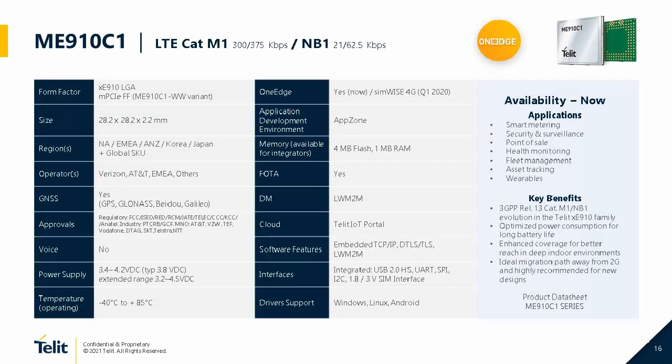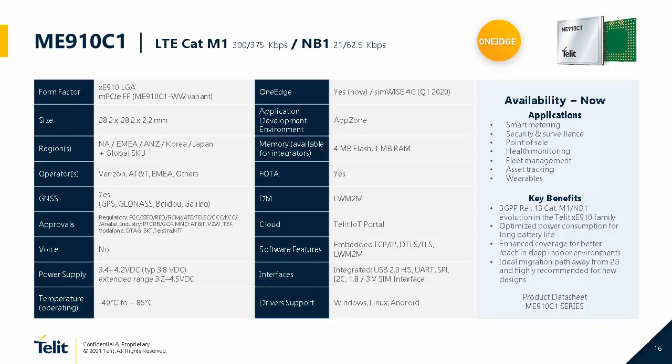The first module I'll be reviewing is our cellular module, the ME910C1. It's an LTE Cat 1 with an uplink of up to 37 kilobytes per second and a downlink of 300 kilobytes per second. For Cat 1 narrowband, it's 21 or 62 kilobytes per second. The form factor is 28.2 by 28.2 by 2.2 millimeters.